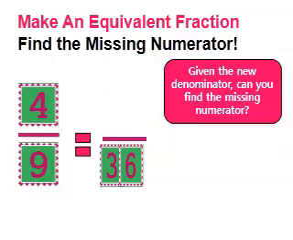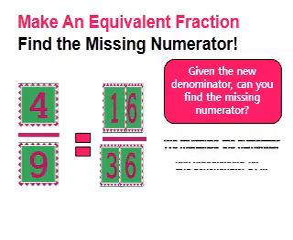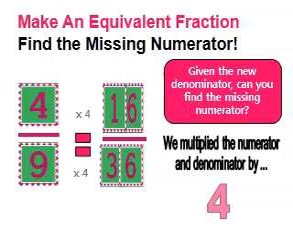Okay, let us take another example. Here we have 4 over 9. It's equal to something over 36. You ask yourself, those two fractions are equivalent, so what did we multiply the 9 by? We multiply the 9 by 4. So I need to multiply 4 by 4, so I get 16. So we say that 4 over 9 is equivalent to 16 over 36.